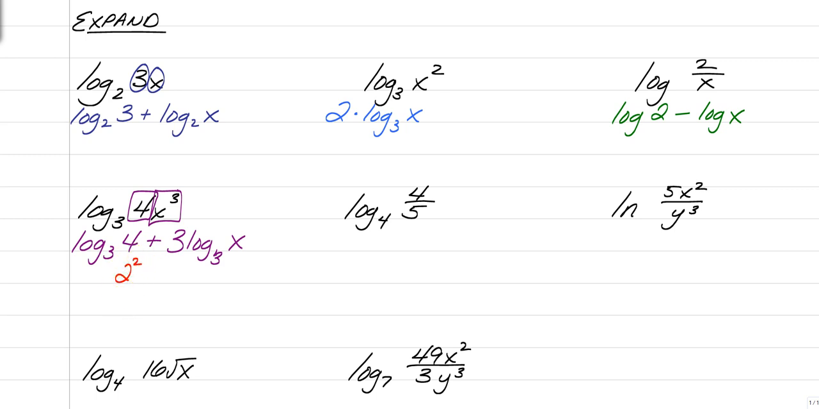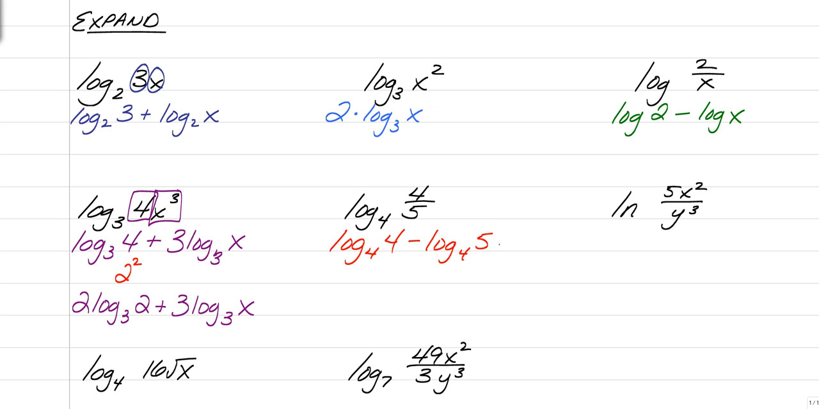So if you think about it in terms of 2 squared, this actually becomes 2 log base 3 of 2 plus 3 log base 3 of x. So that's your final answer. If you have a number that could be broken down to a smaller base, make sure you do it. So first step for this next one. We have two terms again, a 4 and a 5. So we have log base 4 of 4 minus log base 4 of 5.